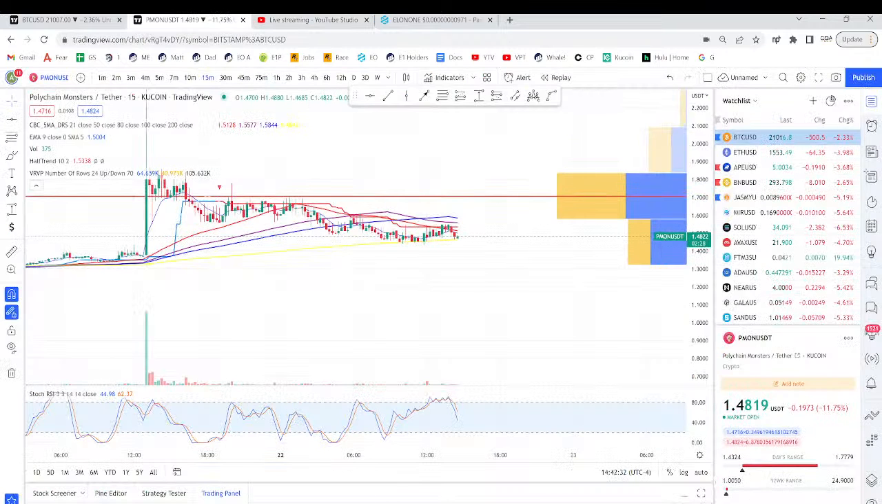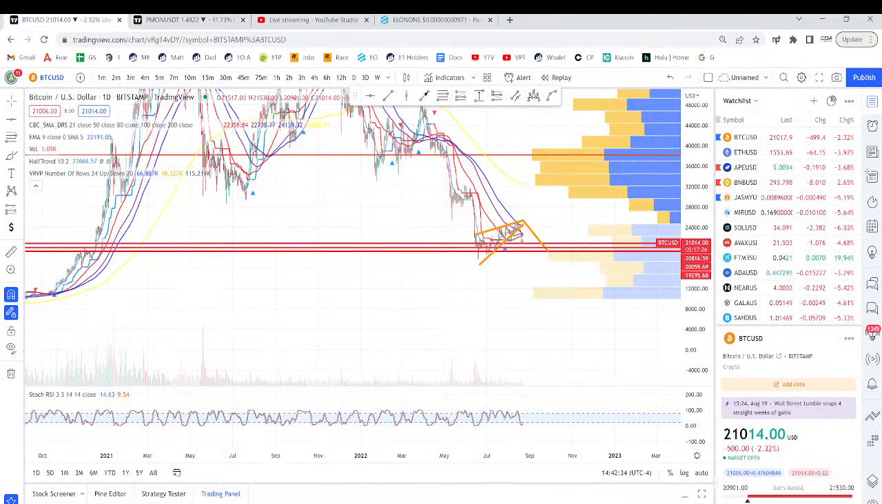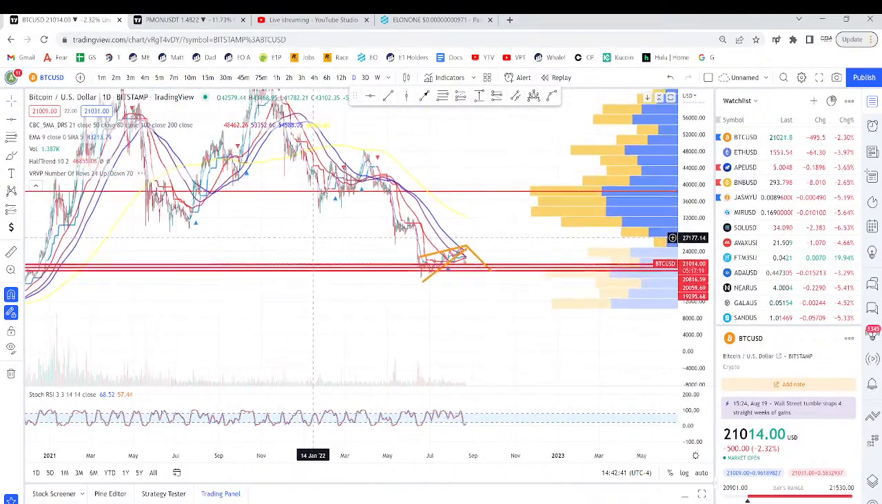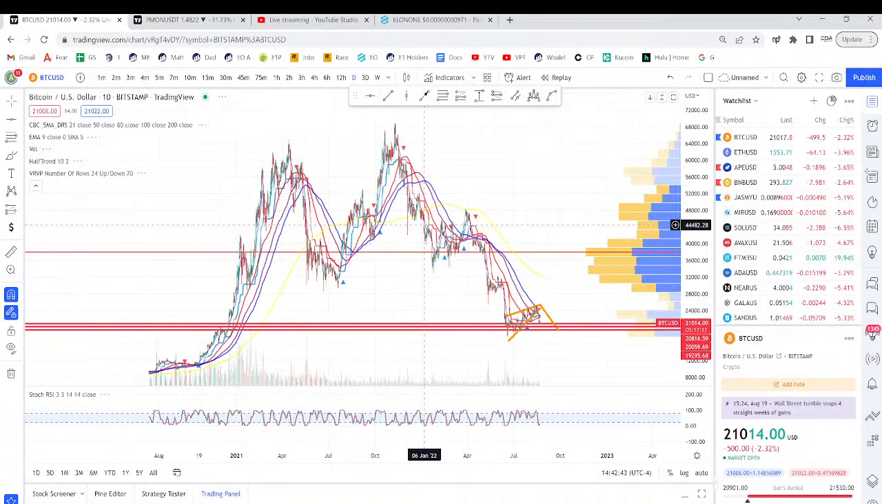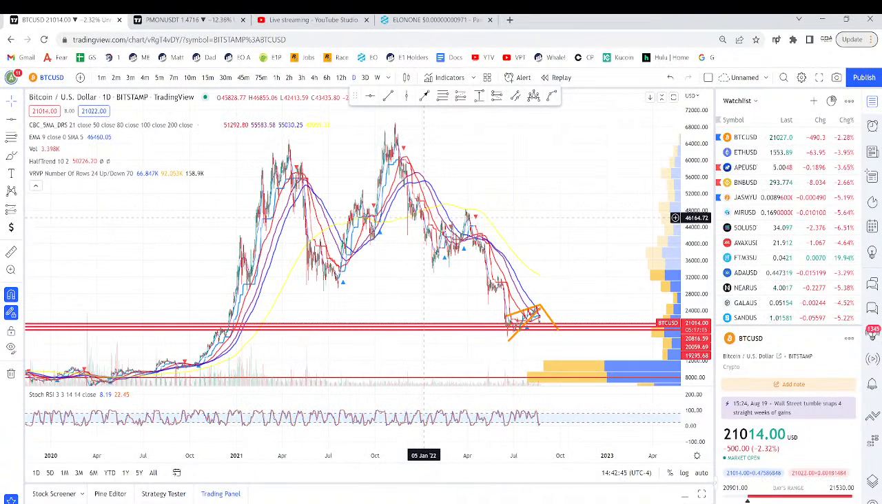If you guys have any requests for coins, let me know. But overall, I'm bearish on Bitcoin right now. I'm looking for 20,000 to happen in the next few days. So that pretty much dictates the market. The market is probably going to go down in the next couple of days. It just probably is.